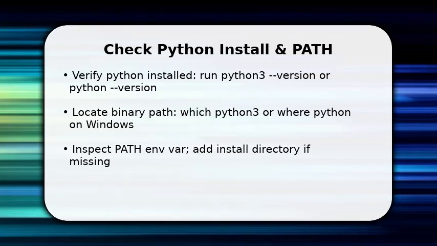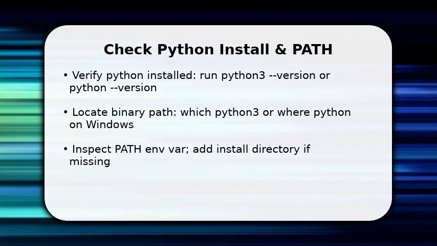You start by confirming Python exists and that your shell can find it. Run python3 --version, then which python3 to get the executable path. On Windows use where python. If the command returns nothing, the binary isn't on PATH.